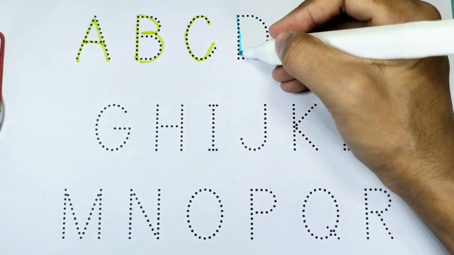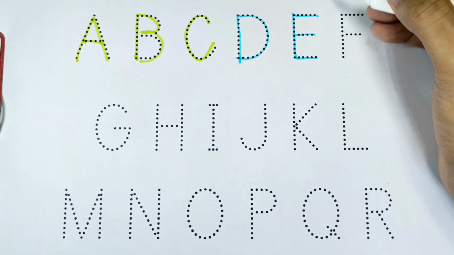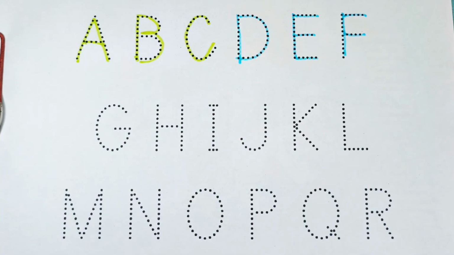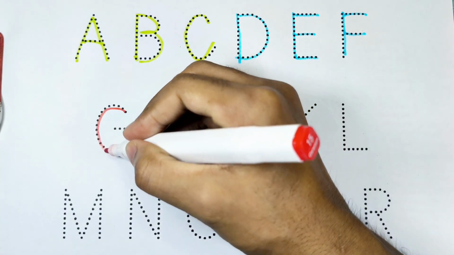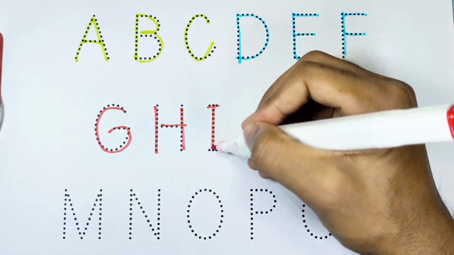The next one is D. D for dog, D for doll. E for egg, E for elephant. F for fish, F for fan. G for goat. Yes. H for hand. I.